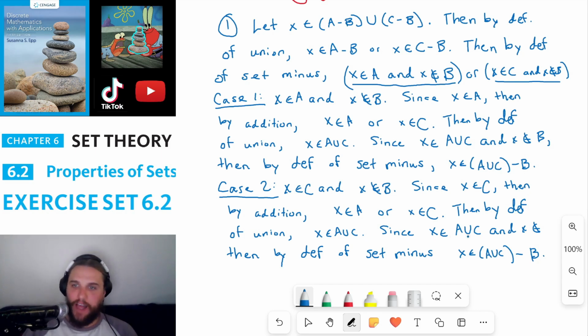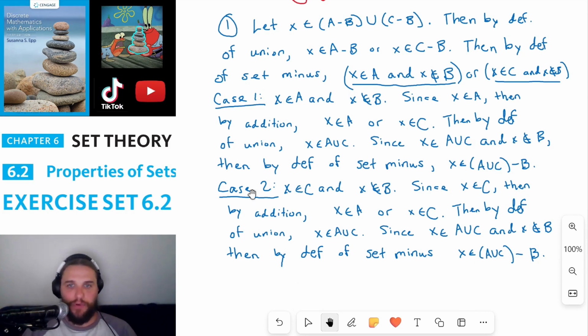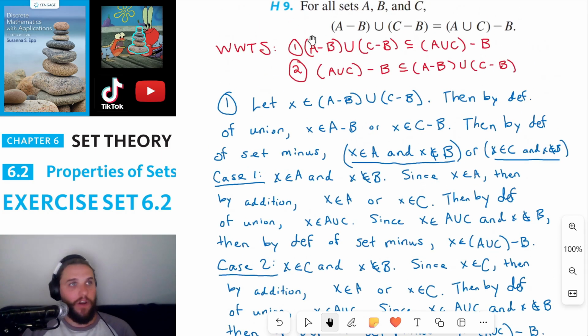And since X is an element of A union C and X is not an element of B, then by definition of set minus, X is an element of A union C minus B. This is just the proof of the first part. We want to show two parts.